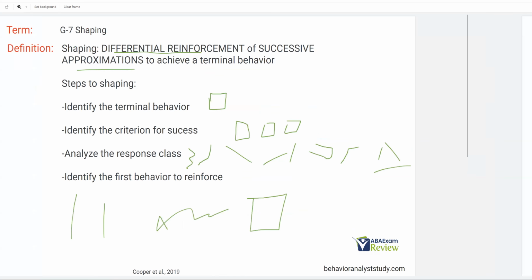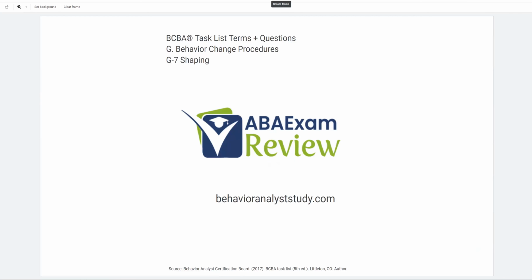Now, we did sort of a deep dive there, and we're not trying to overcomplicate shaping because it's not a complex idea. It's an important idea, and it can get technical, but it isn't overly complex. So don't get overwhelmed by what we just talked about. Remember, differential reinforcement of approximations to hit a terminal behavior.